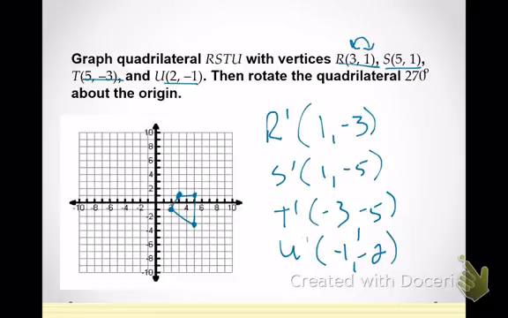So if we plotted the new points, (1, negative 3) for R prime. Let's do a different color. S prime is (1, negative 5). T prime is (negative 3, negative 5). And U prime is (negative 1, negative 2). We'd rotate to there, and it's rotating 270 degrees this way. Which, by the way, is the same thing as rotating 90 degrees clockwise. So there, you could use these rules, but they get kind of confusing. So just a heads up.